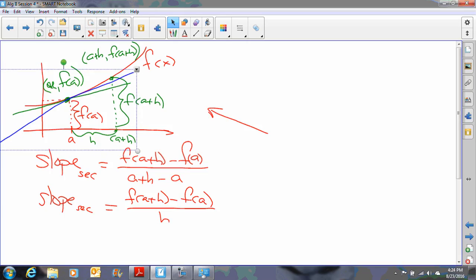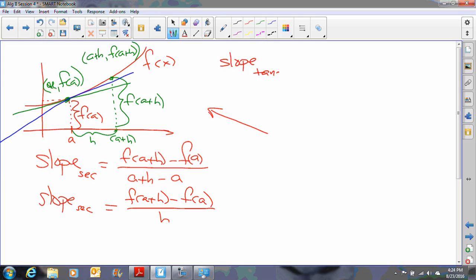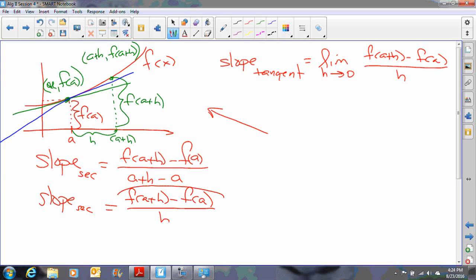So what we define is, we're going to say the slope of the tangent line is equal to the limit as h approaches 0 of f of a plus h minus f of a all over h. Now, notice that this expression right here is the expression for the slope using the 2 points along the curve f of x.